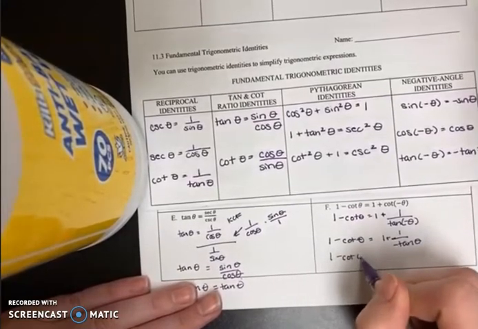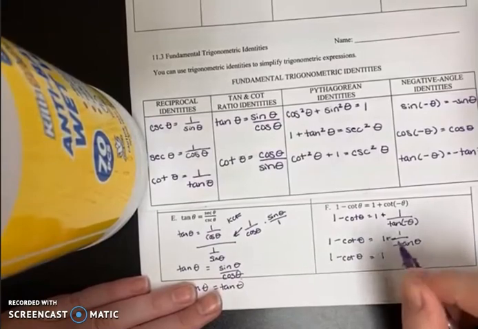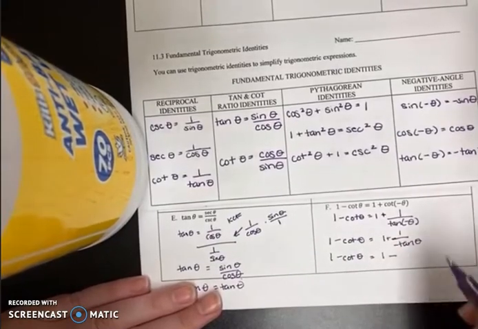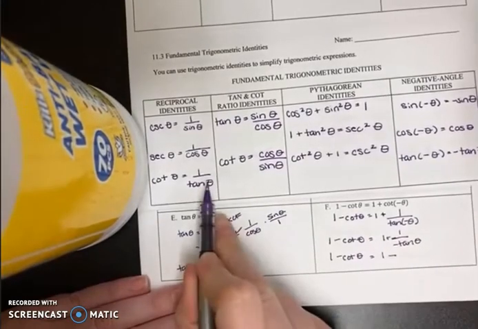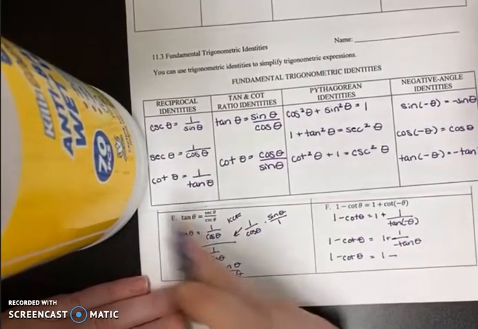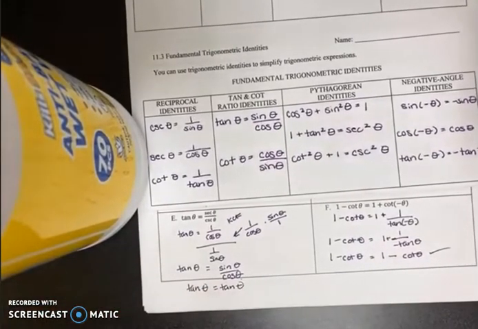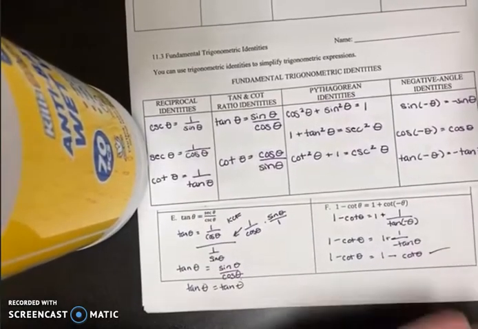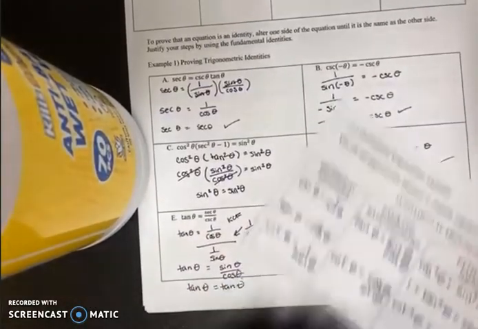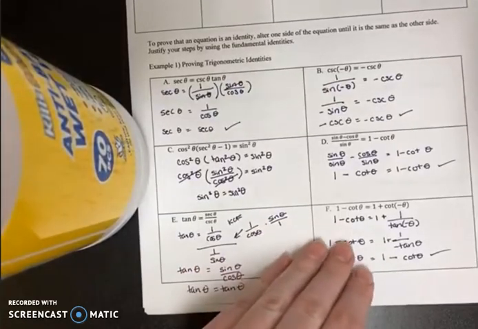Now remember what we're trying to make it look like. So I have 1, a positive and a negative does become negative. 1 over tangent, that's a reciprocal identity for cotangent. So we have just proved it. This takes a lot of getting used to and a lot of practice. So at this point in time, what I want you to do is use your identities to try and help you on the homework.